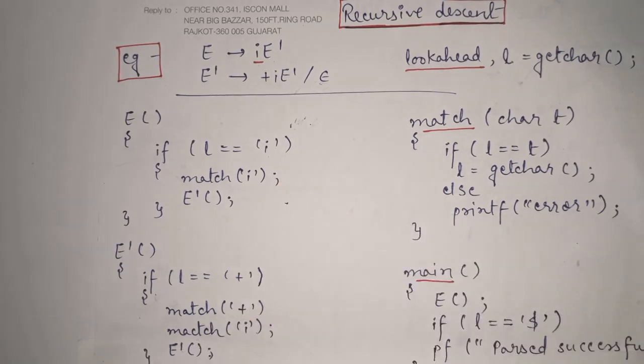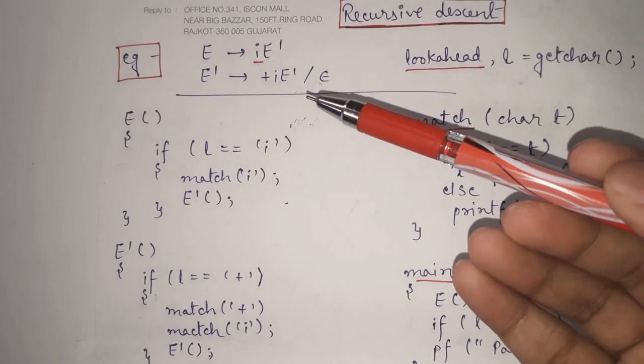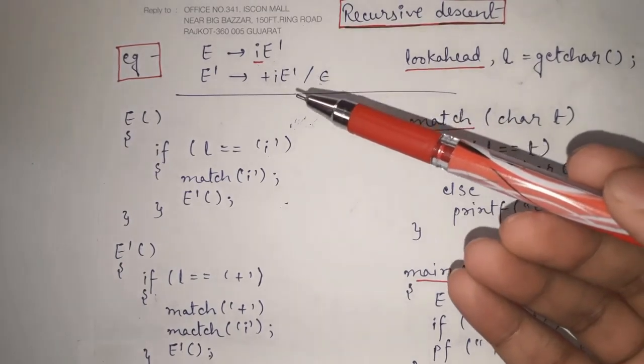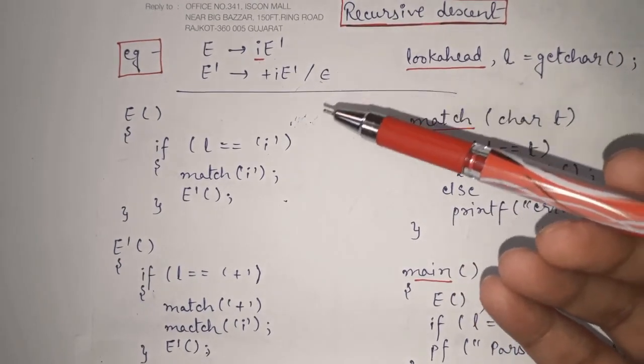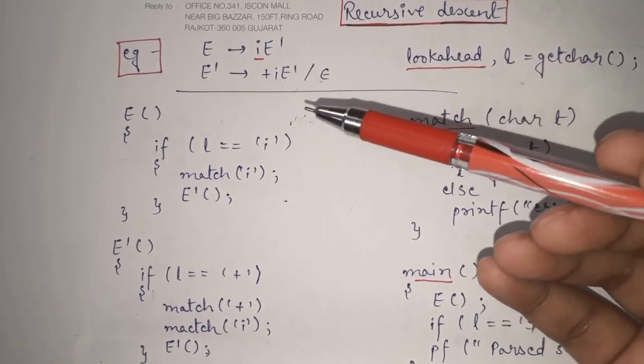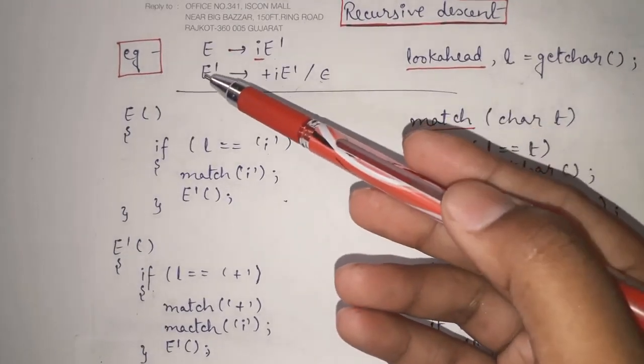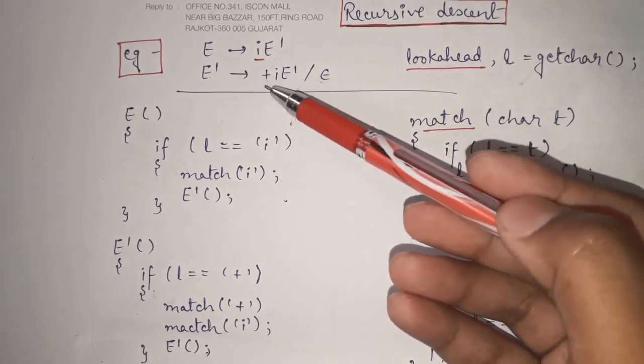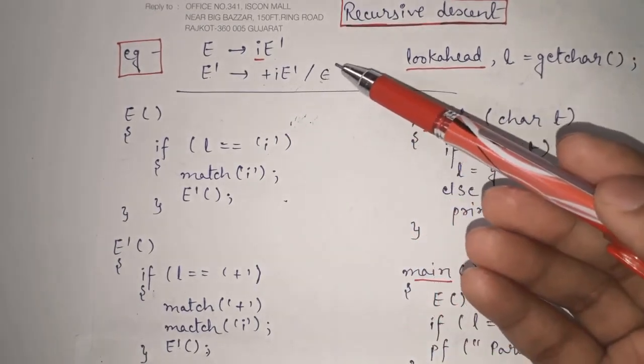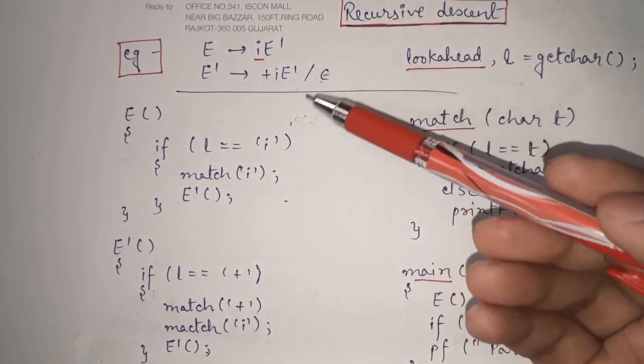And then we are having what? In OR I am having null. So whenever we are having null, we will just call return. We will simply return without doing anything. So this is E dash gives, this is one production, or this is null. So for or we will be writing else.